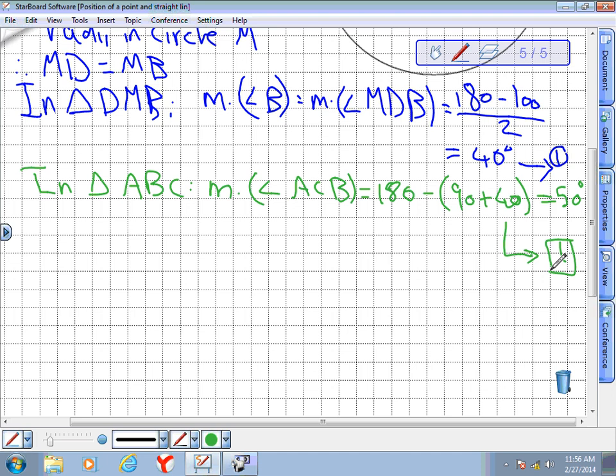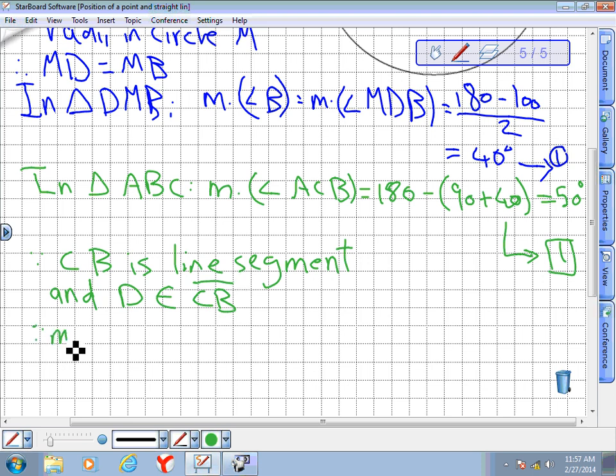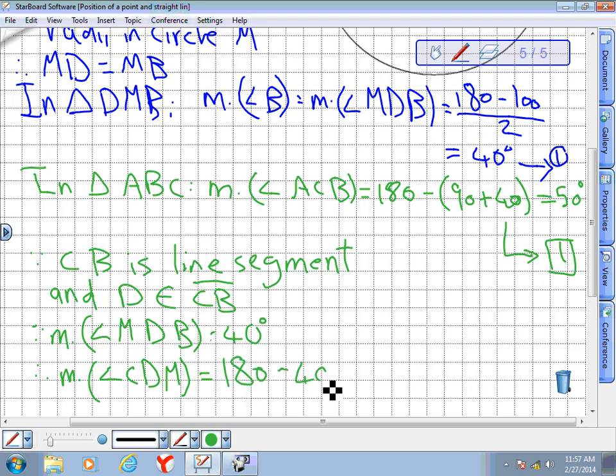To find the second required, which is the measure of CDM, since CB is a line segment, and D belongs to the line segment CB, since measure angle MDB equals 40 degrees, therefore measure angle CDM by subtracting from 180 will be equal to 140 degrees, and that was required.